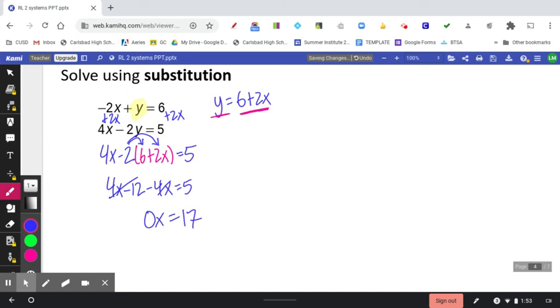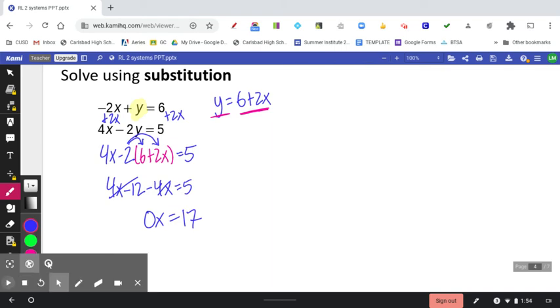0x equals 17. Now, 0x equals 17, that doesn't make sense, right? This is one of those cases where we don't have a solution. And let's take a look. All right, so we got to 0x equals 17. This doesn't make sense. This is going to be one of those cases where there's no solution.